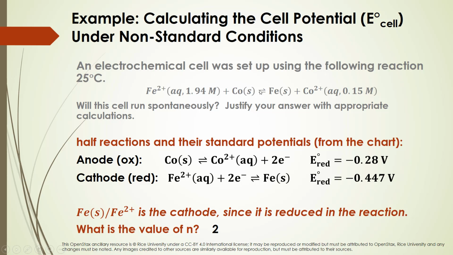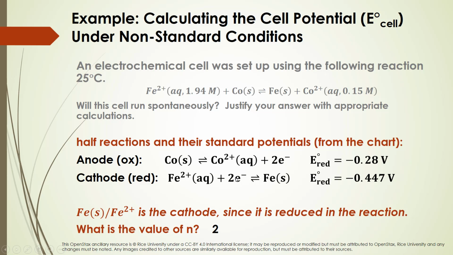Let's look at cobalt. We start off with cobalt metal, and we end up with cobalt cations. That's going to be the anode reaction, the oxidation. So cobalt metal goes to cobalt 2 plus cations plus 2 electrons. The standard reduction potential for that reaction is negative 0.28 volts, and negative 0.447 volts for the iron reaction. We get those from the chart. Negative 0.28 volts for the anode reaction, and we also get that from the chart.